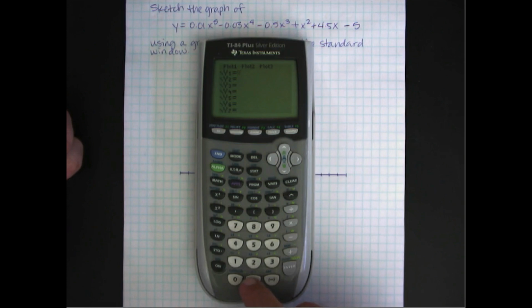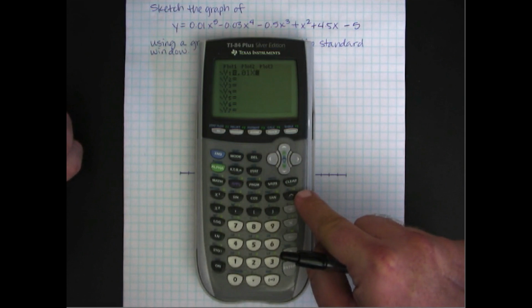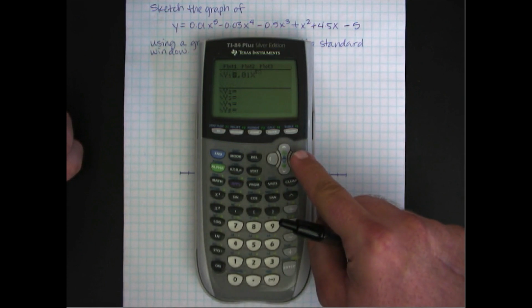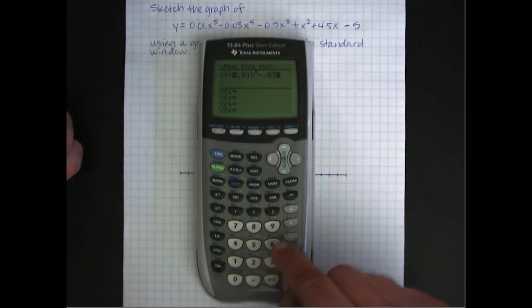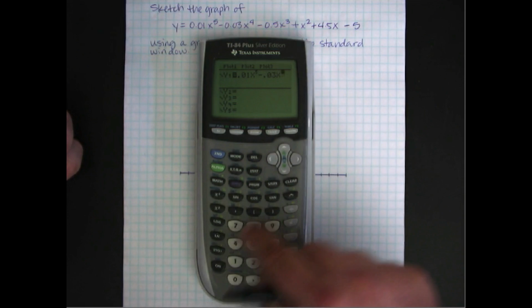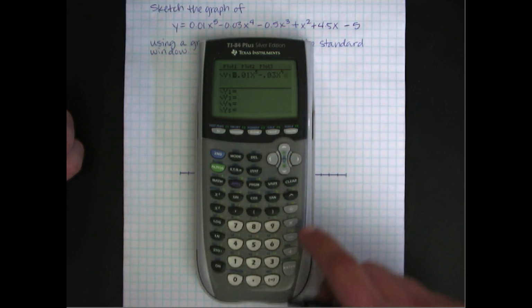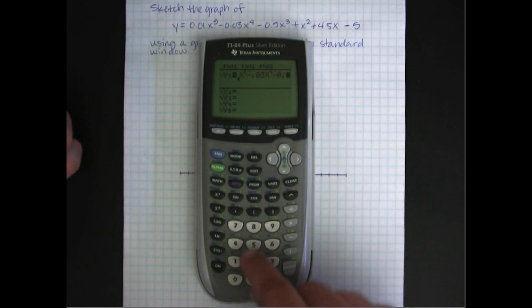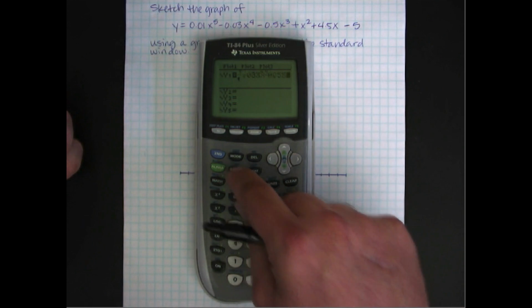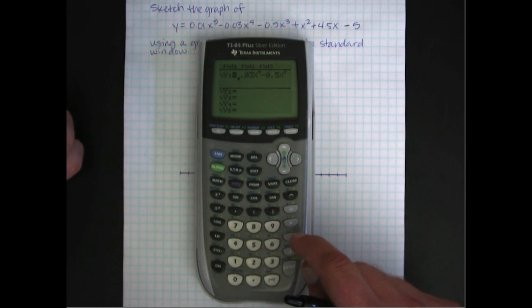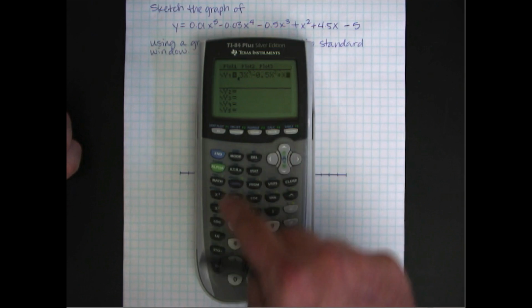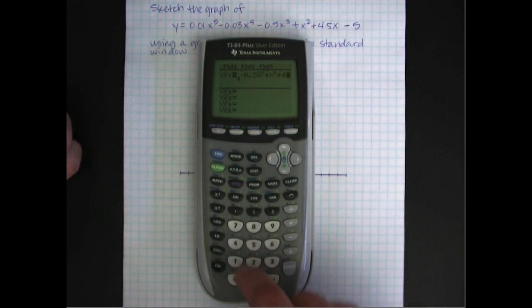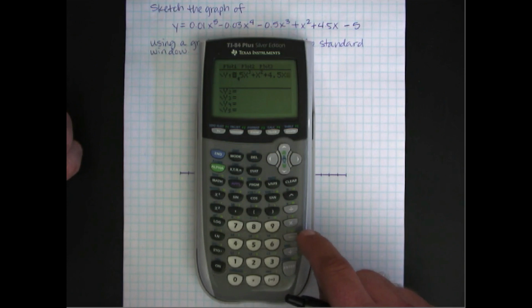So I'll enter it. Y is equal to 0.01 x raised to the fifth minus 0.03 times x raised to the fourth minus 0.5 x raised to the third plus x squared plus 4.5x minus 5.